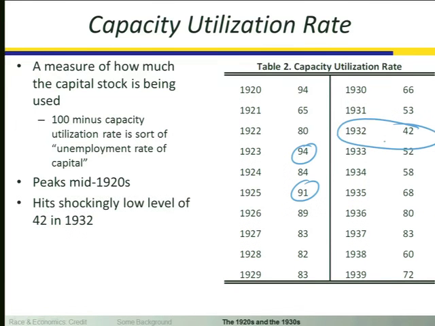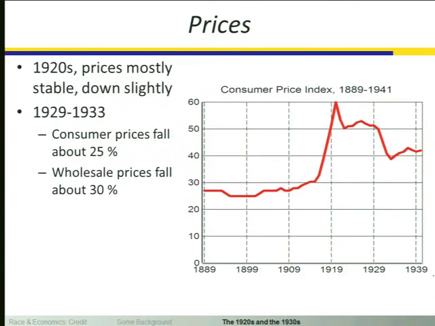It comes back up, but somewhat slowly. So even by 1939, we're only at a 72% capacity utilization. Prices, not surprisingly, got high unemployment, low capacity utilization, low rates of growth of output. So prices in the 1920s, where's my 1920s? Here's the 20s.